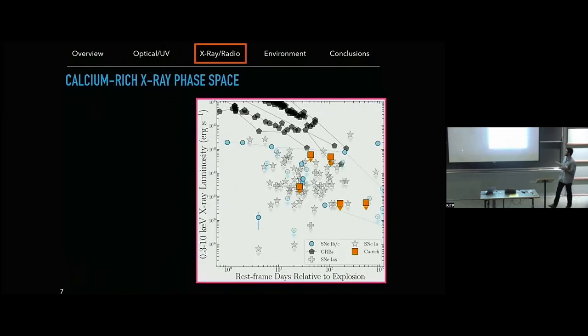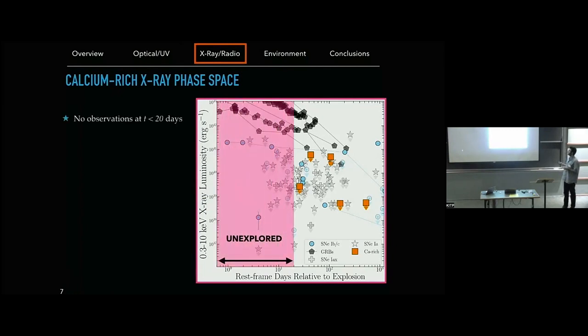I want to cover the whole electromagnetic phase space with you today, because calcium-rich transients actually are interesting outside of the optical. Before I started working on calcium-rich transients and before 2019, we really didn't have a lot of reason to look at them in the X-rays, kind of similar to Type Ias. We thought they're from white dwarfs. Why would we waste X-ray time looking at a thermonuclear event? So we did look at them at late times to place limits.